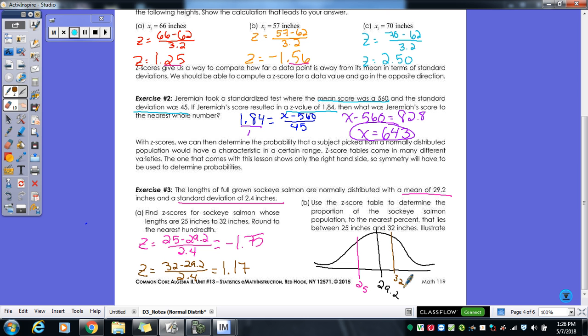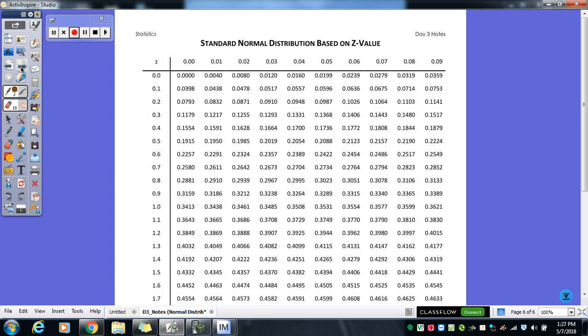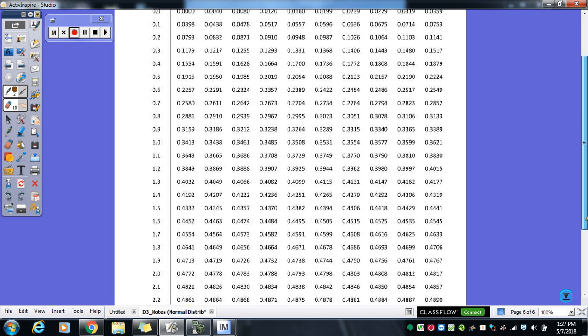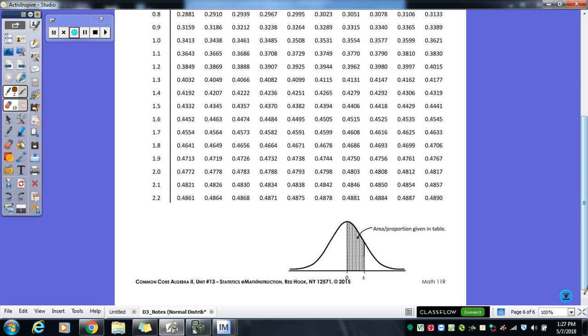Well, no, the 25 is at my negative 1.75. So we're going to figure out the proportion or the probability between the mean and the 25. And then we're going to figure out this one over here, and then you add the two of them together. So what our z-score table does is give the probability of getting a value from the mean to that number. Here is my visual picture that represents it. So it's from the mean to whatever your z-score is. That's why we got to find the two of them.